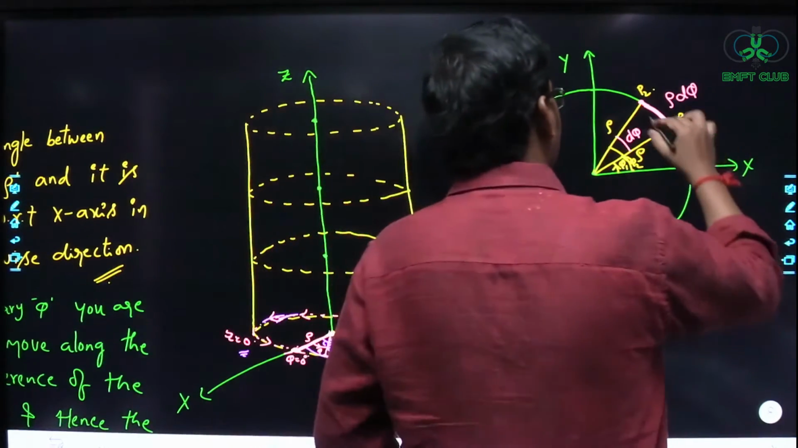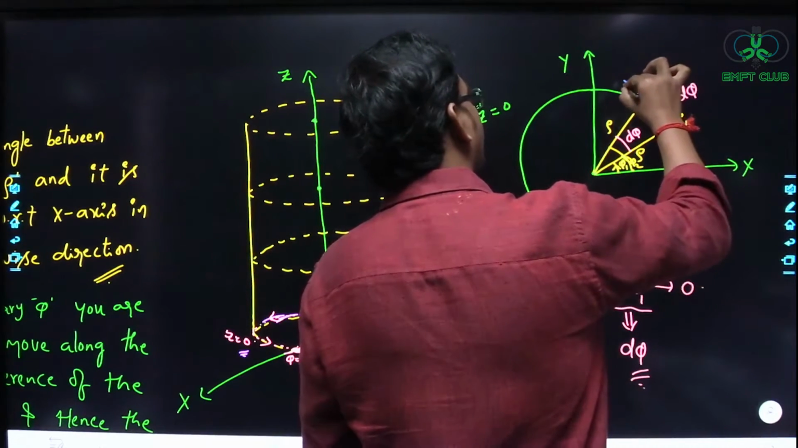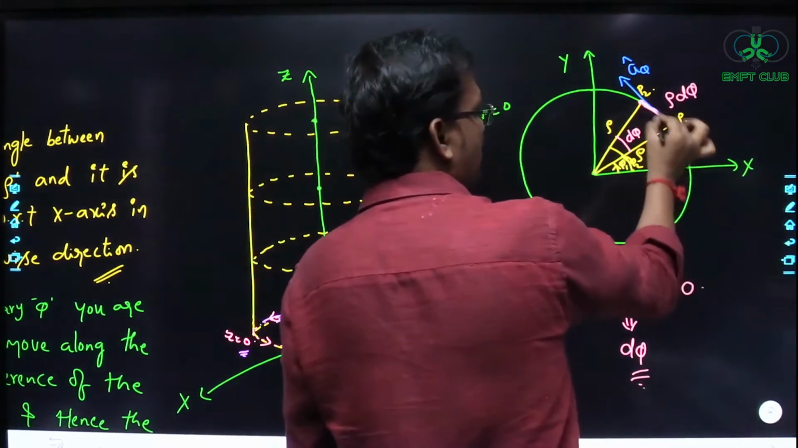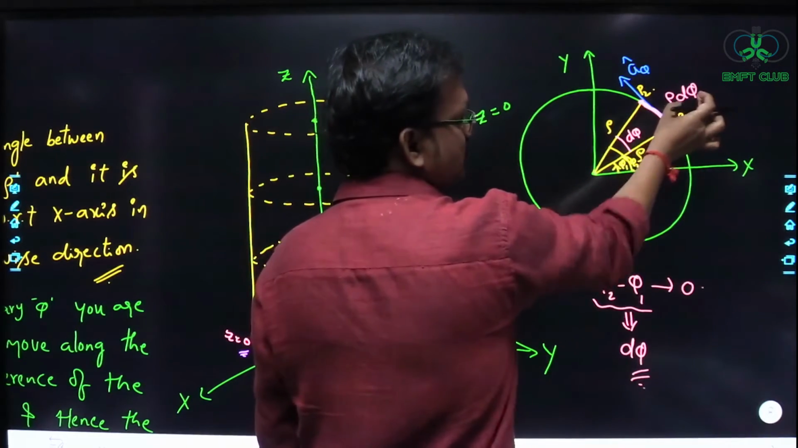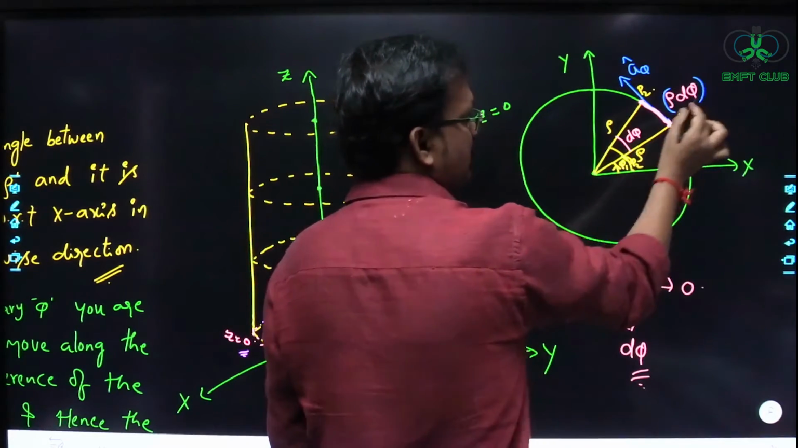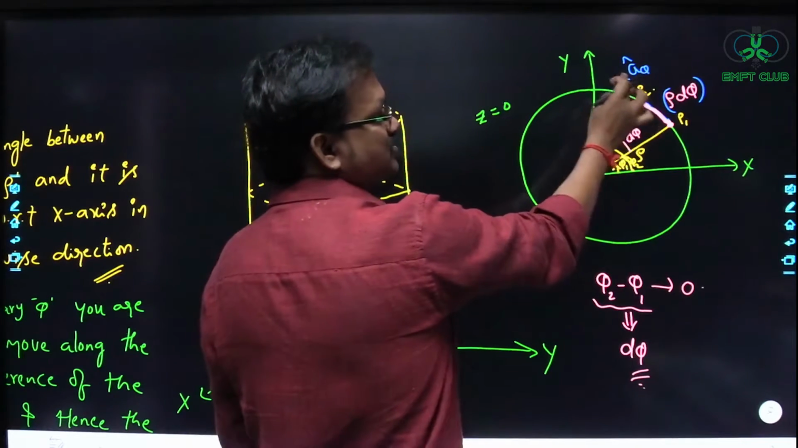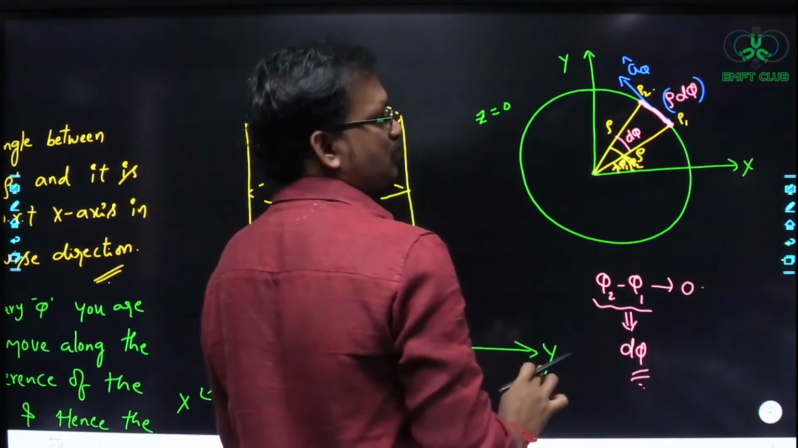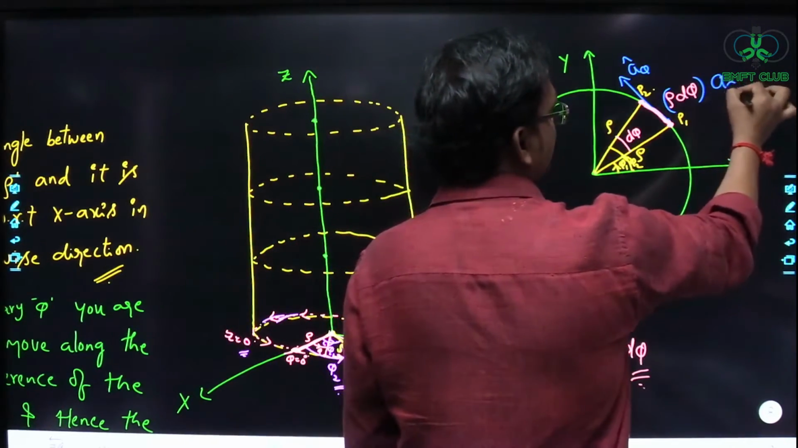So you have to draw the tangent to this arc in anti-clockwise direction. So this we call it as a phi cap. So this differential arc length is nothing but what? The magnitude of this differential arc length is nothing but rho d phi, and the direction of this differential arc length is given by the tangent drawn to this arc in anti-clockwise direction. So that we have named it as a phi cap. So it is nothing but rho d phi a phi cap.